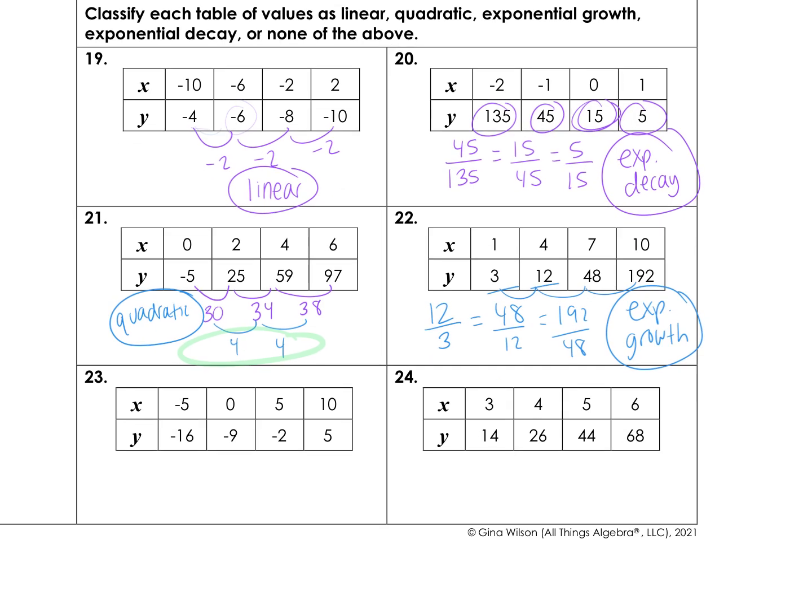This one, negative 16 to negative 9 is up 7. Negative 9 to negative 2 is also up 7. Up 7. Those are the first differences, and they're the same, so that's linear.